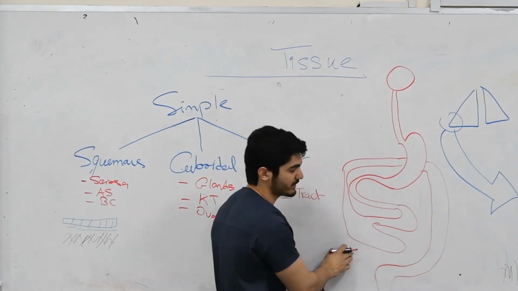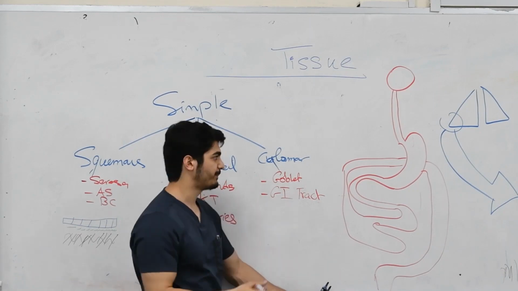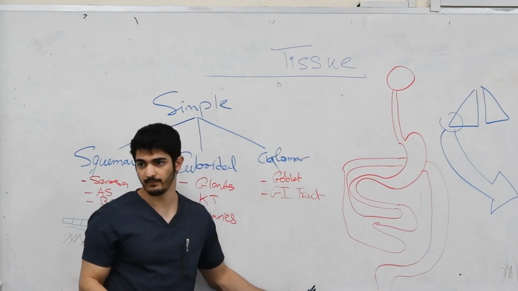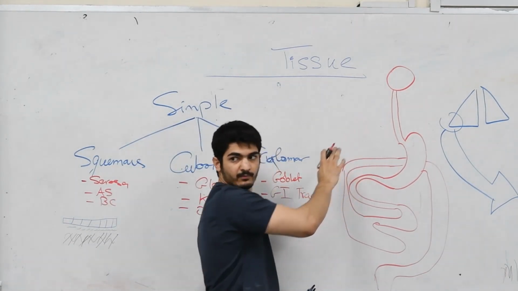You don't have to know all of this, but I'm just explaining. And the simple columnar starts from the stomach till the anus. Okay? Not from the esophagus. Tamam?